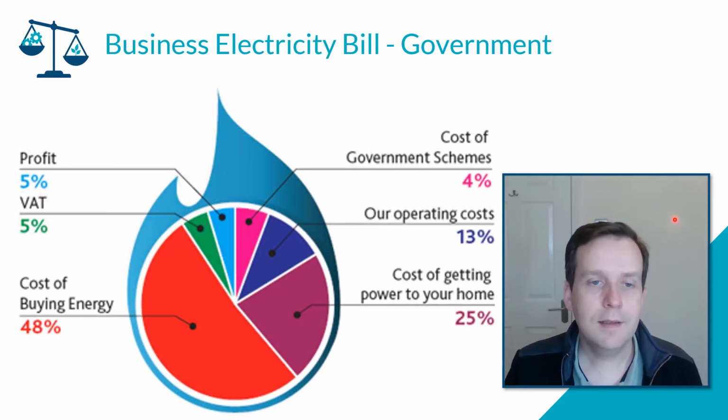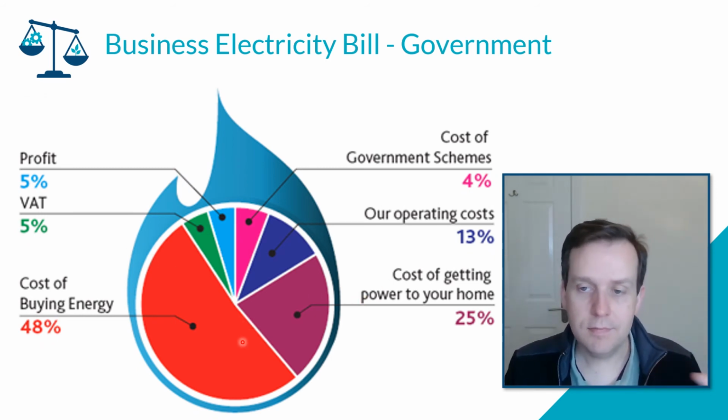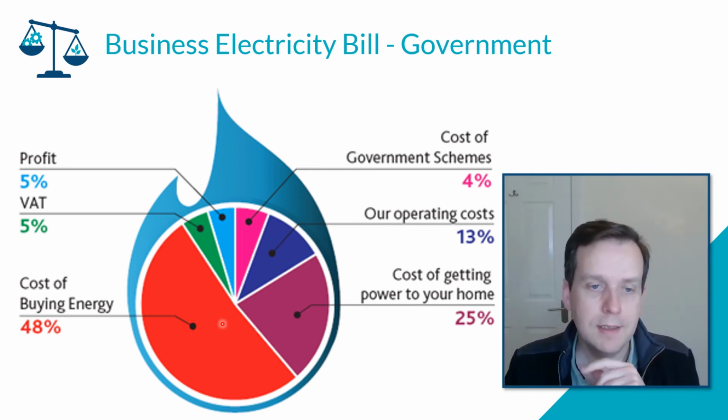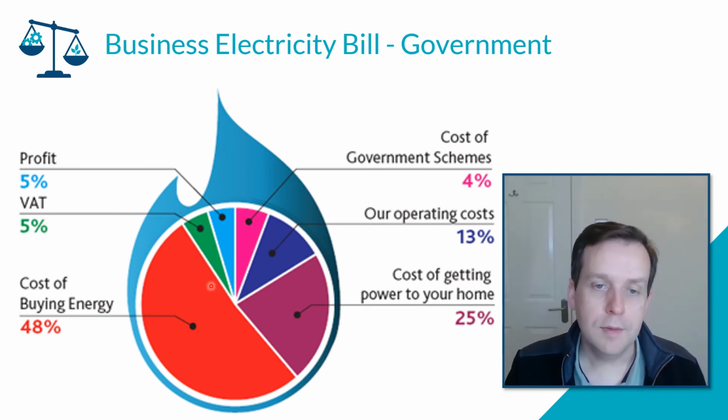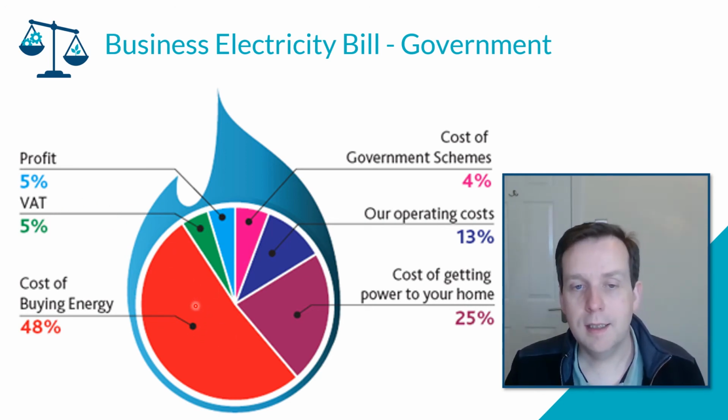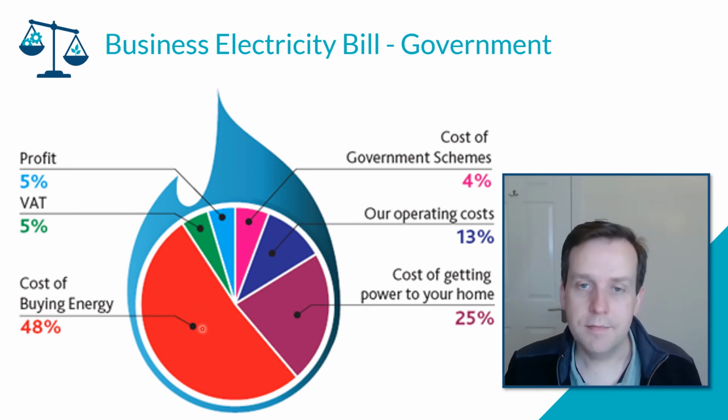Similarly for gas, so gas supplied to a business, just to cover that topic. Almost 50% is the actual price of gas, whereas similarly cost of getting it to your home, this is the gas transmission system and distribution system. Then it's the operating profits of your supplier, and then government green schemes, profit and tax. So the vast bulk, the largest item for gas is the actual cost of gas.